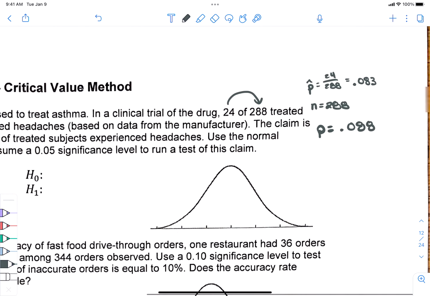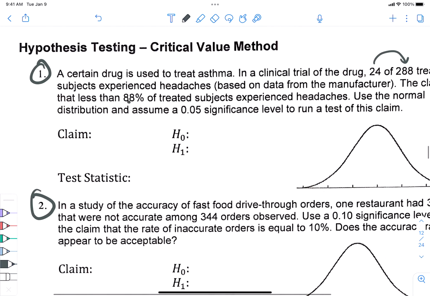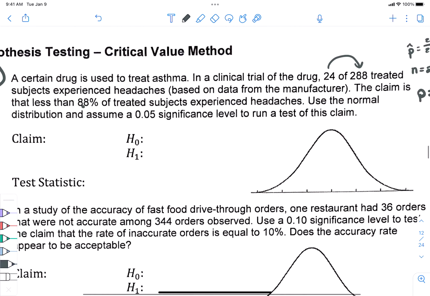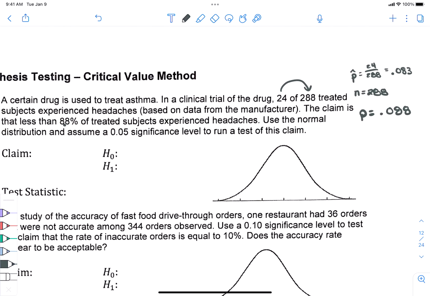Use that, get a start, see what you can do. Do one side, make sure 1 and 2 you're doing the critical value method, and then the other 2 you're doing the p-value method. Try those, okay? If you have questions, let me know.